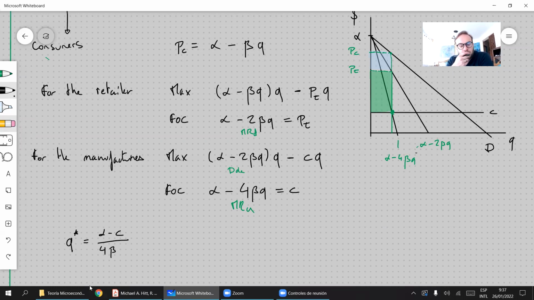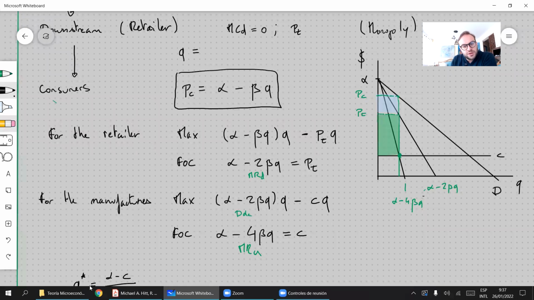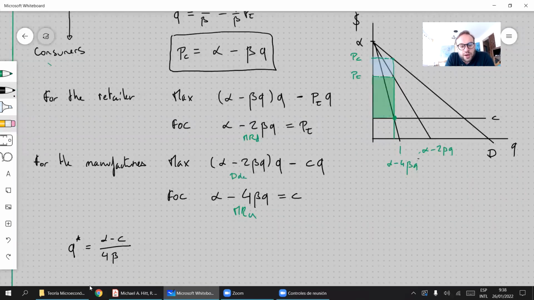So this is the total quantity that is going to be produced, which depends positively on the intercept of the demand function, depends negatively on the marginal cost, as you would expect, and depends negatively too on the slope of the inverse demand function, right? This is the inverse demand function. So if beta is larger, this is flatter. When you look at the regular demand function, which is Q is equal to alpha divided by beta minus 1 over beta PT, you see immediately why larger beta means less demand for goods. So beta is inverse to the demand for goods, and that explains why I have this form here.